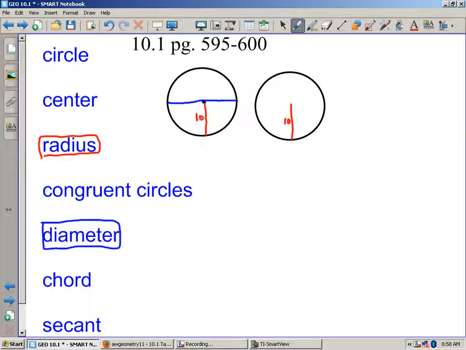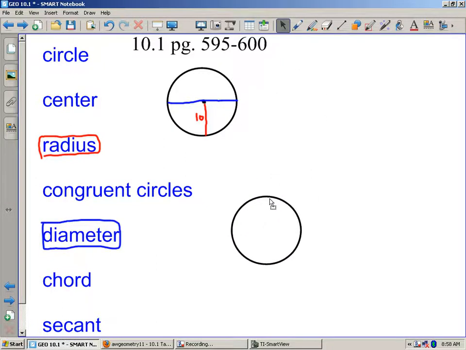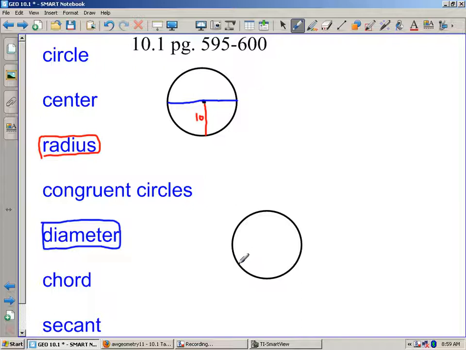Now the next one is a new term, a chord. And I'm going to take this circle right here. A chord is basically any line that touches 2 points on the circle. So a chord looks like this, and it's inside the circle. So there's a chord. The diameter is also considered a chord. The diameter is actually the longest chord in a circle. So we'll highlight the chord in green.